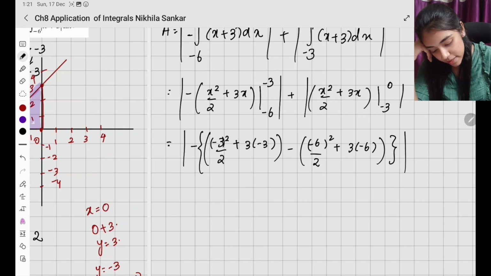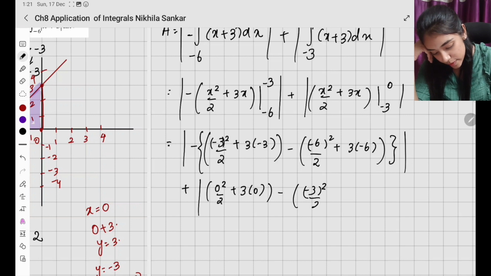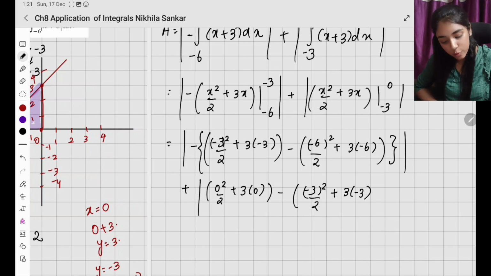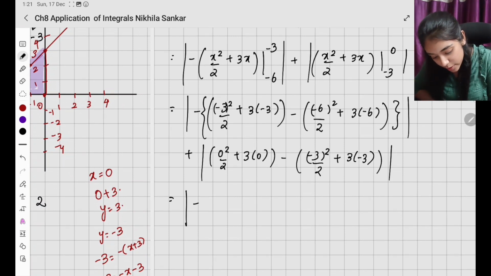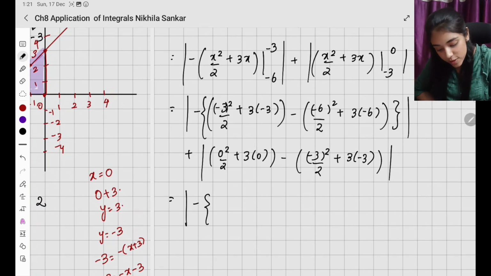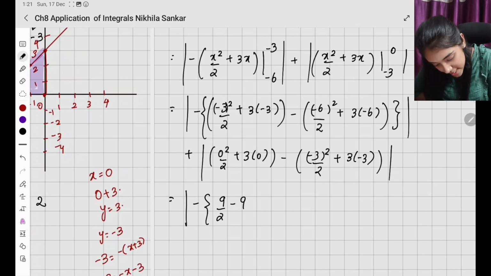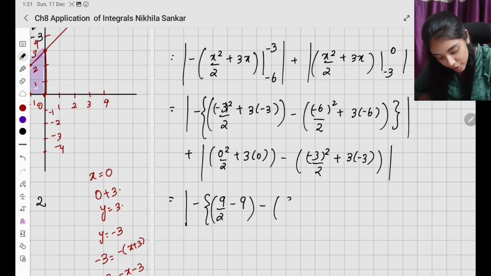So this is my first absolute value, plus the second absolute value is going to be the upper limit: 0 square by 2 plus 3 times 0, minus 3 the whole square by 2 plus 3 times minus 3. Since there is a minus inside the absolute value, be very careful and patient. This is my second term inside the absolute value. Now how does the first term look? Absolute value of minus, the minus is outside. Minus 3 the whole square is going to be 9, so 9 by 2 minus 9. This is my first bracket. Minus the second bracket: minus 6 the whole square is going to be 36 divided by 2 minus 18. Okay, so this is my second bracket.